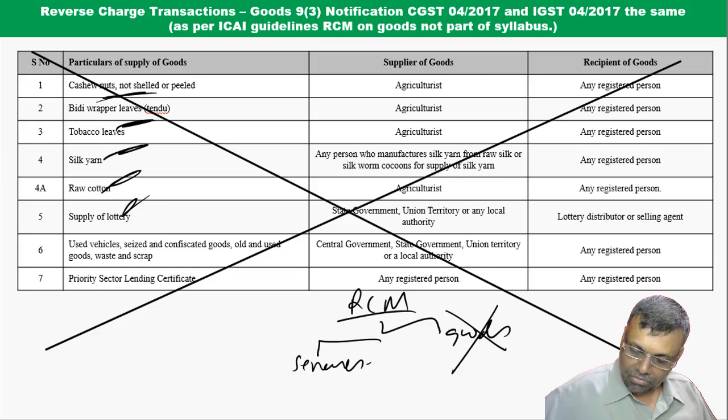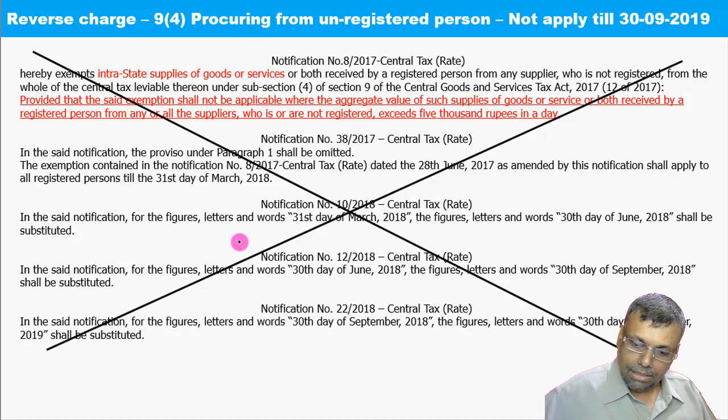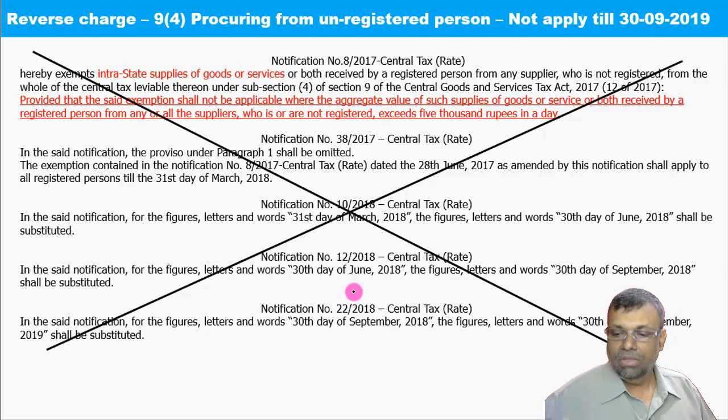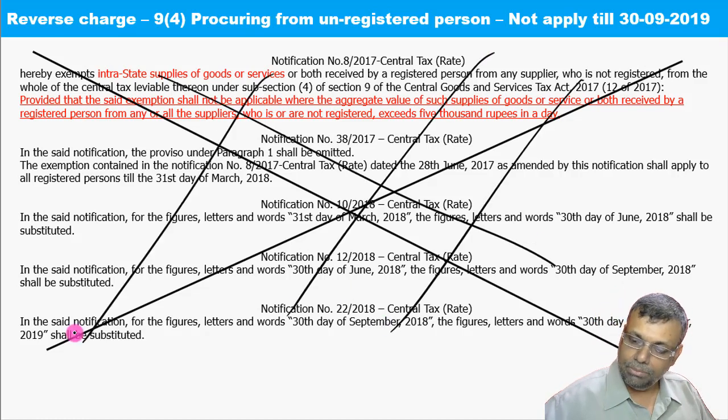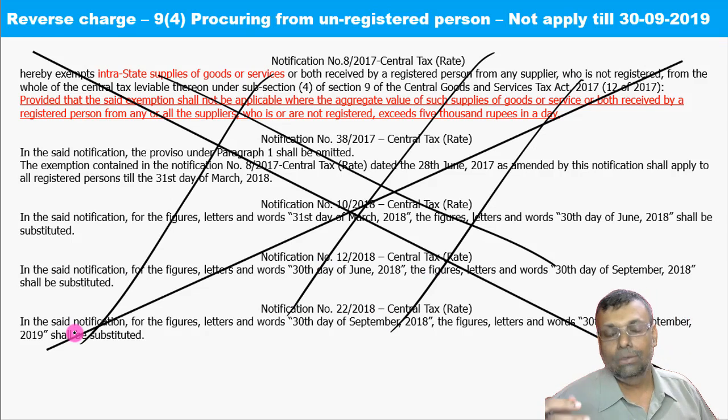Okay, now another thing which I want to bring to your notice is what I told you: that in the old system, purchase from an unregistered person was subjected to RCM, but it has already been fully scrapped. There were a variety of notifications on this front, and there was some delay and always some sort of confusion. Basically, purchase from an unregistered person was subject to RCM, but now it is repealed.